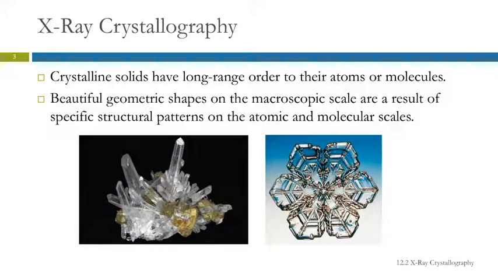Okay, X-ray crystallography. So here's some photographs of some beautiful crystals. Here's a snowflake, just spectacular, right? These are crystalline solids. So the molecules or ions in them have a long-range repeating order, and that's why their overall shape has a definite geometric shape to it. So the macroscopic thing that we can see is a reflection of the order on the molecular level.